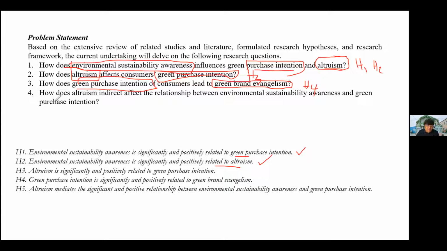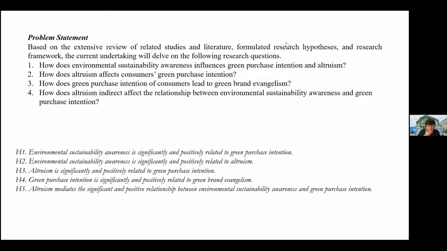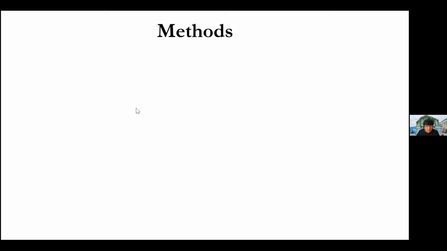And of course, for question number 4, how does altruism indirectly affect, it should be indirectly affecting the relationship, correct ko lang to, between environmental sustainability awareness and green purchase intention. So for statement number 4, basically this is our hypothesis number 5. In our hypothesis number 5, we hypothesize that altruism mediates the significant and positive relationship between environmental sustainability awareness and purchase intention. So you will see here, kailangan parallel din or naka-align yung ating statement of the problem at yung ating research hypothesis. So that is the part na very important sa ating research undertaking, particularly sa proposal ng ating mga estudyante. So that is chapter number 2.